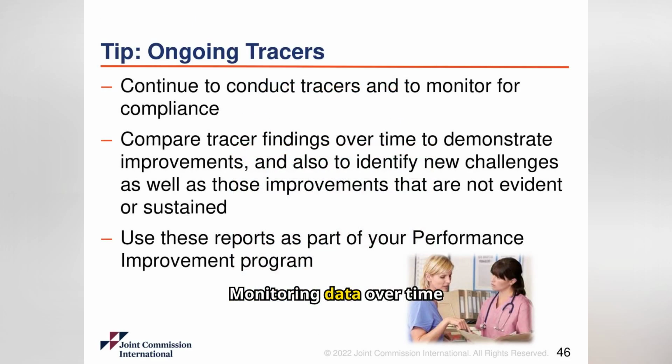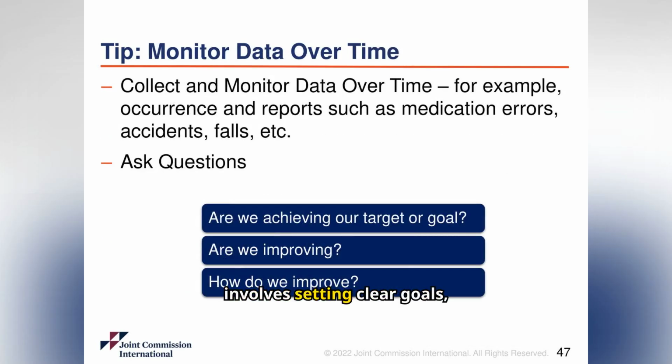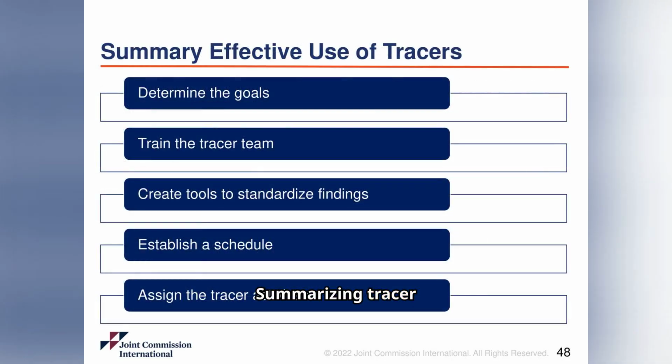Monitoring data over time helps organizations assess progress, identify areas for improvement, and ensure that patient care practices consistently meet or exceed targets. Effective use of tracers involves setting clear goals, training teams, standardizing findings, scheduling activities, and assigning responsibilities to ensure comprehensive assessments and improvements. Summarizing tracer findings involves reviewing data, prioritizing issues, sharing results, and developing improvement plans, ensuring that insights lead to actionable enhancements in patient care.